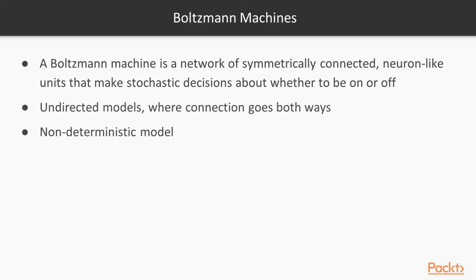In simple or standard terms, a Boltzmann machine is a network of symmetrically connected neuron-like units. Some may call them features, some may call them nodes, that make a stochastic decision about whether to be on or off. This we will understand in our next video when we move on to the practical section. Boltzmann machines are undirected models. There is no direction, which means the connection goes both ways. So data goes from A to B and from B to A.